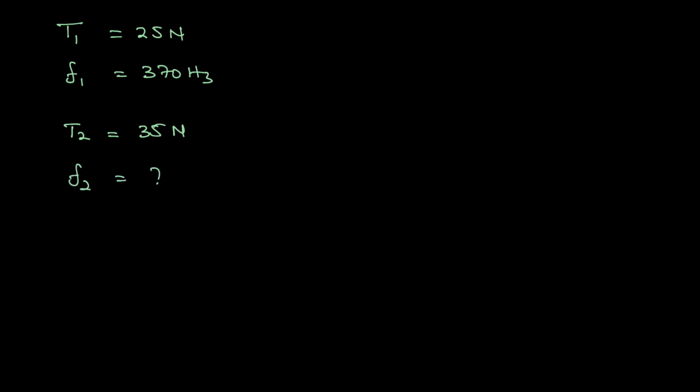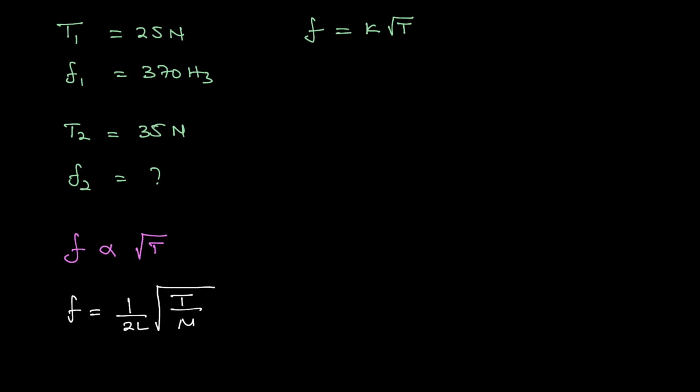But the relationship between frequency and tension: we know frequency is directly proportional to the root of tension, from the formula where frequency equals 1 over 2L root T over mu. Which means that we can say that frequency is equal to K root T. Or I could say F squared is equal to KT, because I have squared both sides. So K equals F squared over T.